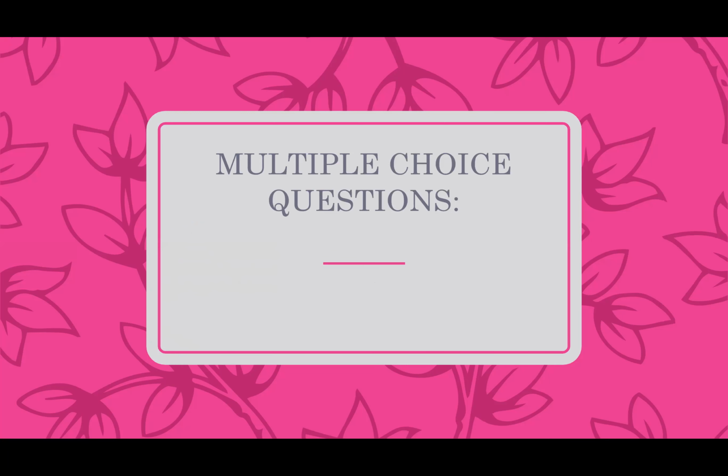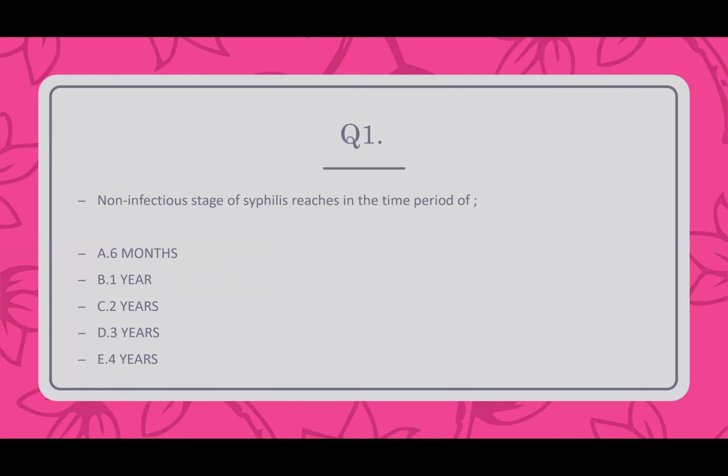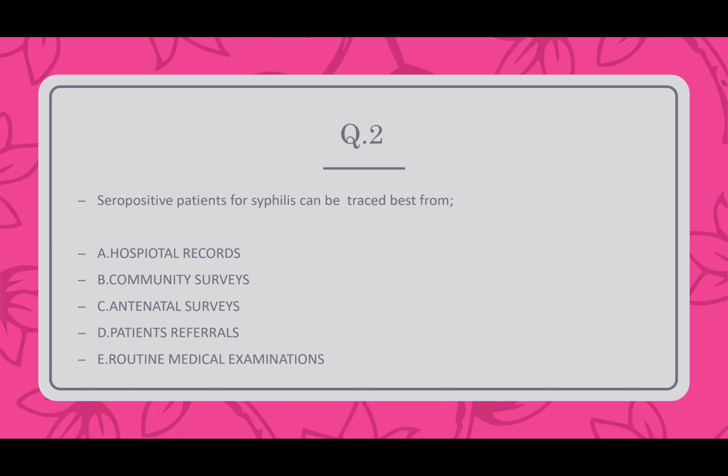Now it's time for the multiple choice questions. Number 1, the non-infectious stage of syphilis is reached in a time period of: 6 months, 1 year, 2 years, 3 years, 4 years? 6 months. No, it's 2 years. Question number 2, seropositive patients for syphilis can be traced best from: hospital records, community survey, antenatal survey, patient referrals, routine medical examination? C. No, it's D, patient referrals.